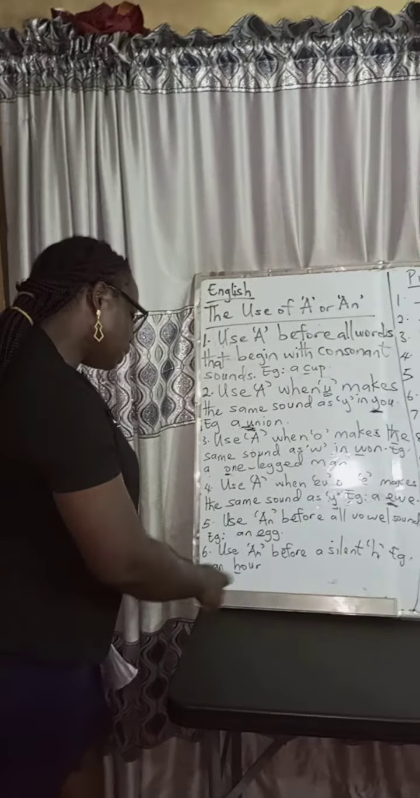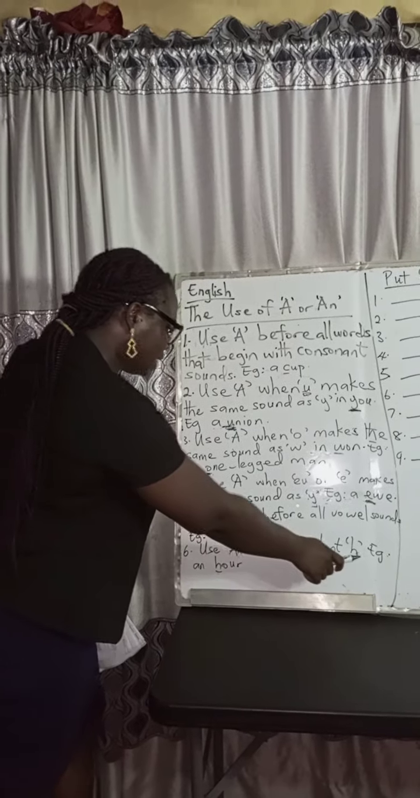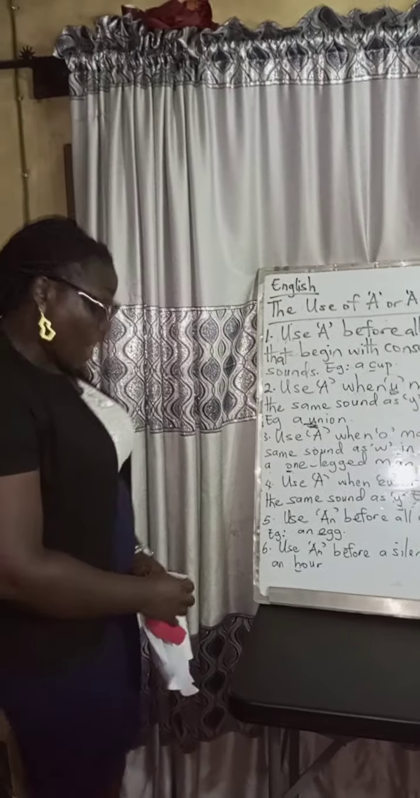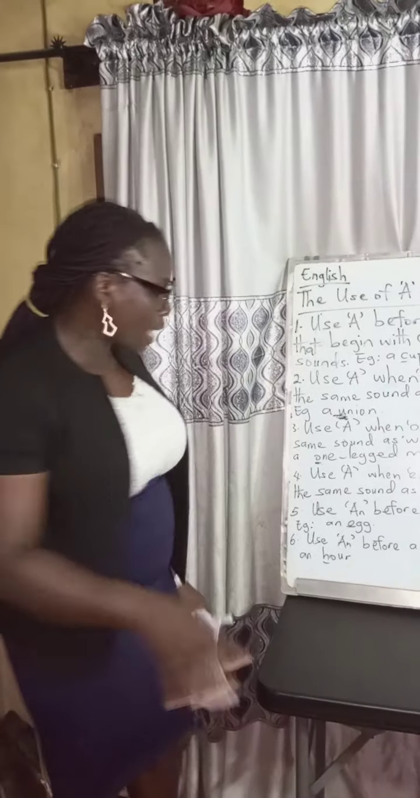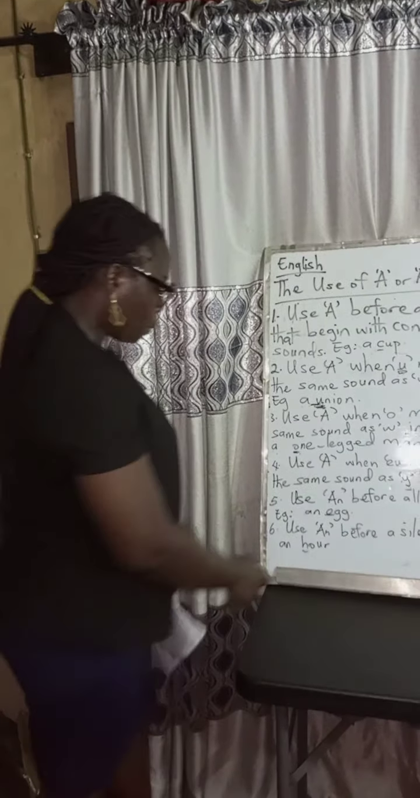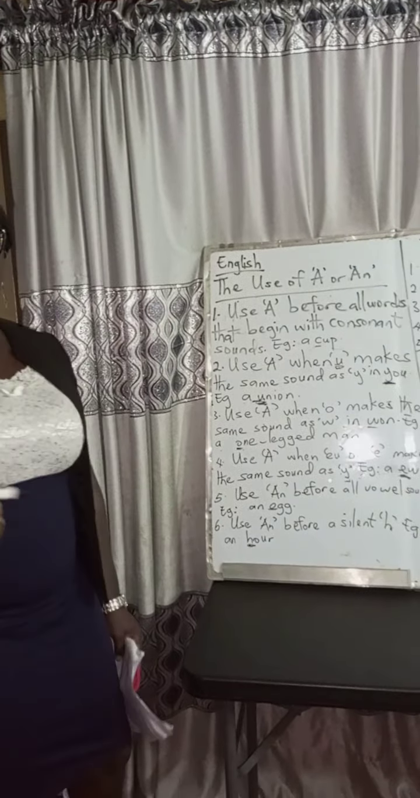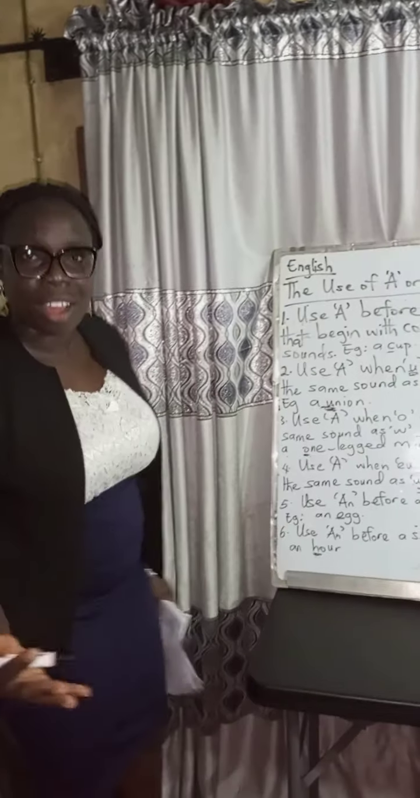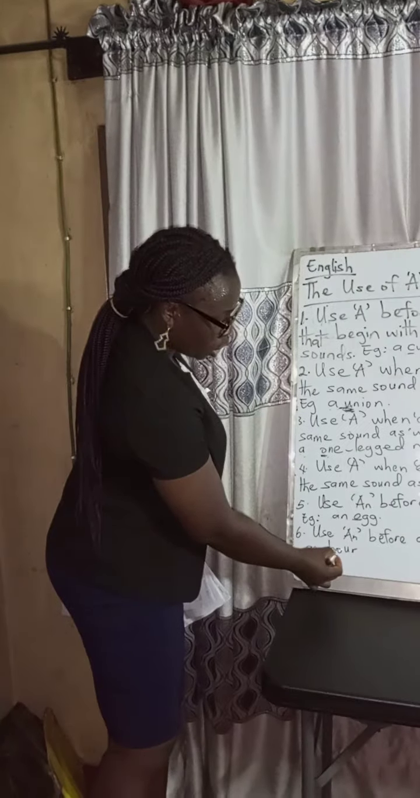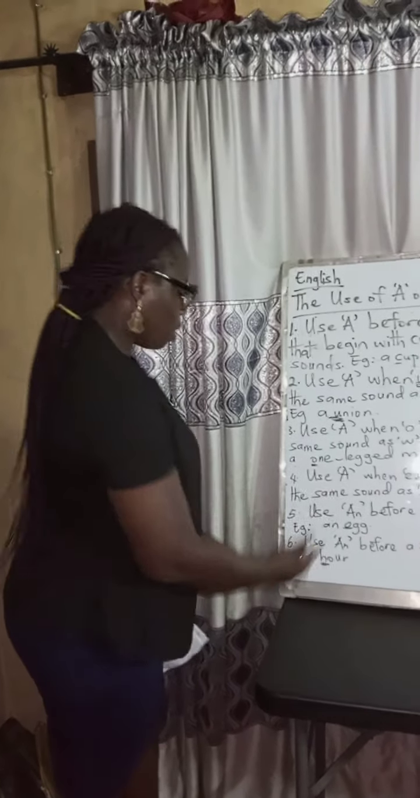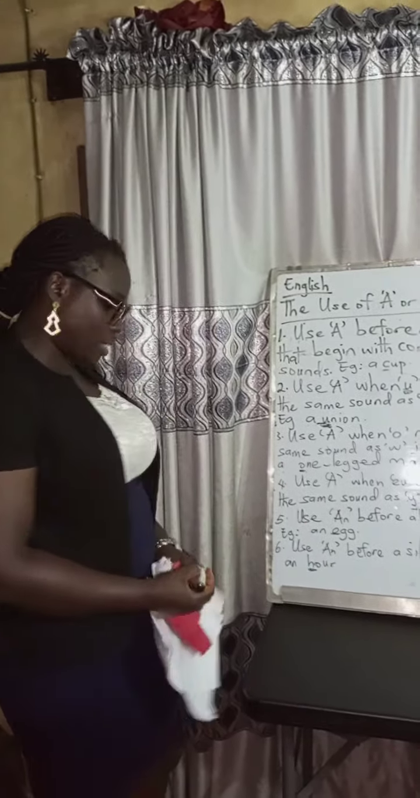Now, you use an again before a silent H. When you have a word beginning with H and it is silent, you use an. Example, an hour. Now, this H is silent. It's not being pronounced. When I say an hour, you're not hearing H. You're hearing O and R. So we use an for it.